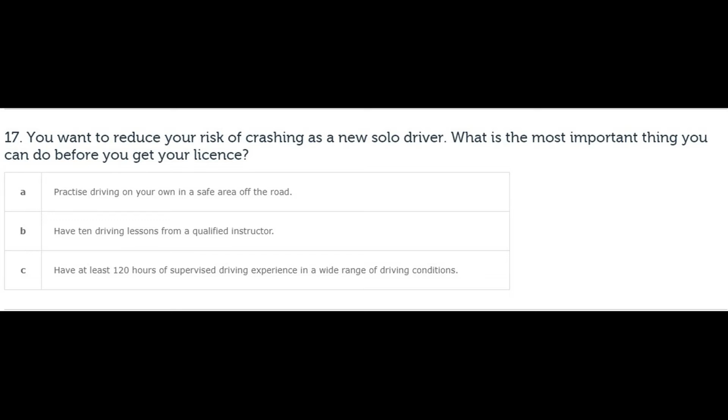Question 17. You want to reduce your risk of crashing as a new solo driver. What is the most important thing you can do before you get your license? A. Practice driving on your own in a safe area off-road. B. Have 10 driving lessons from a qualified instructor. C. Have at least 120 hours of supervised driving experience in a wide range of driving conditions.